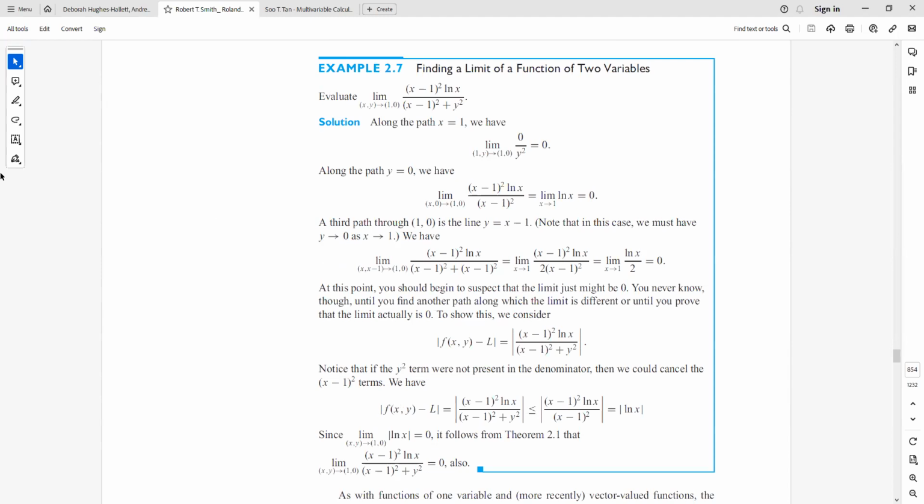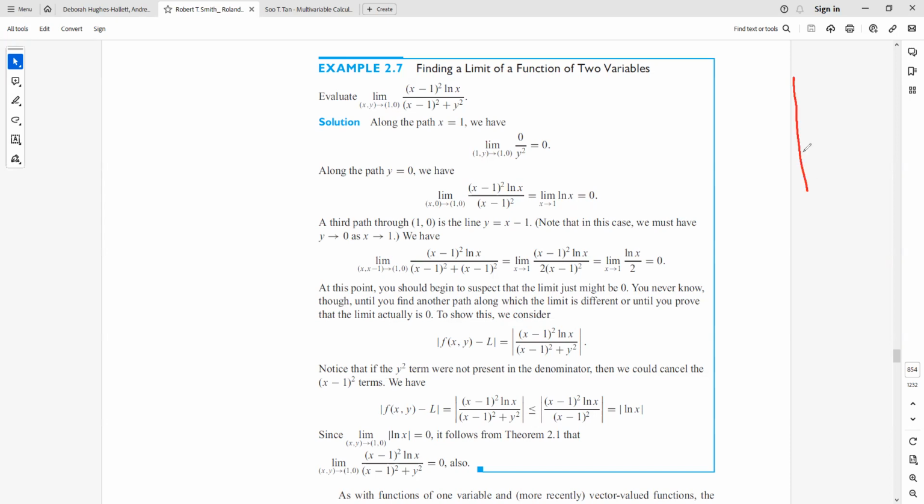Let's suppose we have this function. Now see here the limit as x, y goes to 1 comma 0. If we apply the limit here, what we are going to get is 1 minus 1 squared ln 1 over 1 minus 1 squared plus 0 squared, which is an indeterminate form. Therefore, now we need to work for something more, right? Because this is non-conclusive, right?